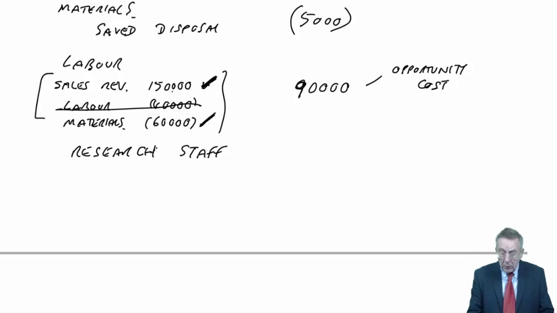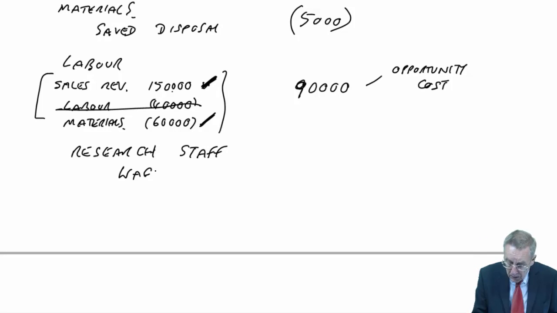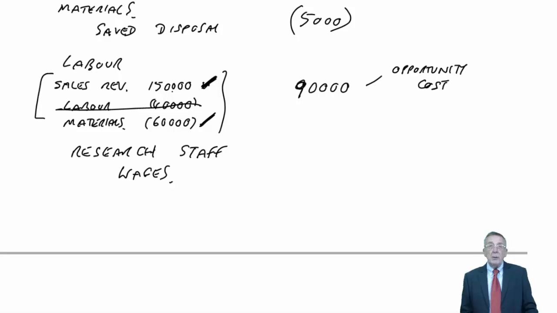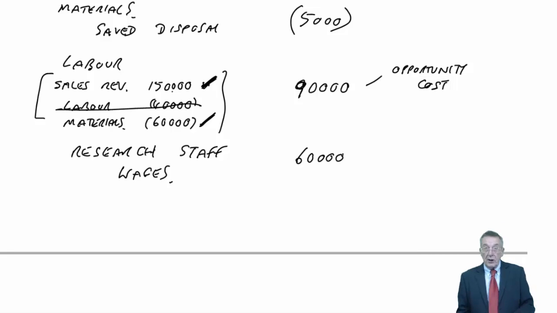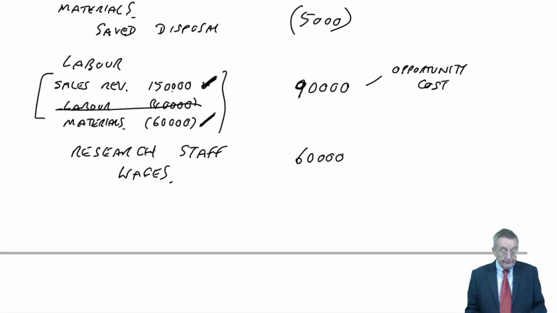Well, I think this is an easy one. The wages, surely. If we stop now, we won't pay them any more wages. If we do go ahead, we'll have to pay them wages for the year of 60,000. And therefore, there is an extra cost of going ahead.